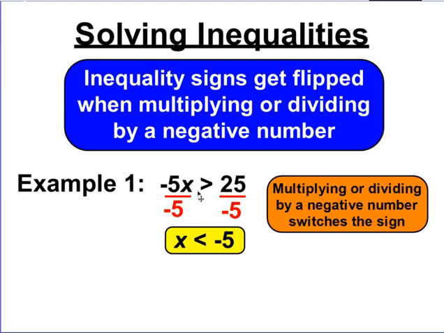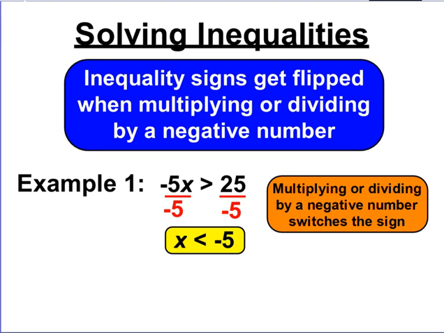So what that means is if we put numbers less than -5 in here, we will get true statements. Okay? And we can test that out. If we put -6 in here, -5 times -6 is +30, which is greater than 25. If we put a number in that's greater than -5, let's say 0, that should not work. If we put in 0 here, negative 5 times 0 is 0. 0 is not greater than 25. So the sign needs to flip.